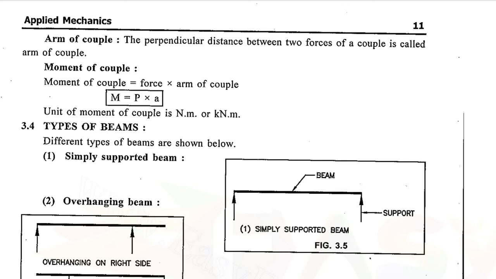Okay. The properties of a couple are: the sum of the forces in a couple is 0, and the moment about any point in the couple is the same. Okay. So these are the two properties of the couple.